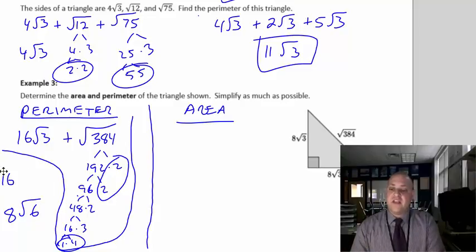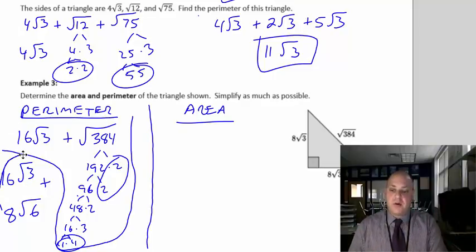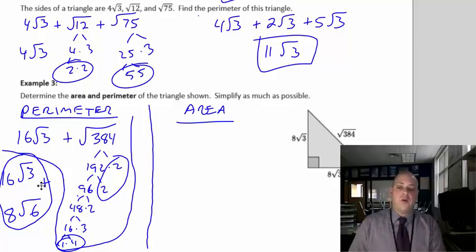And I have a 16 radical 3. And because I don't have the same radical, I can't go any further. So my answer is going to be 16 radical 3 plus 8 radical 6. That's it. I can't do anything else. That is going to be my perimeter in simplest radical form. You cannot do anything. The 6 cannot go down to a 3 because 6 is 3 times 2 and nothing pairs up. So I'm done.